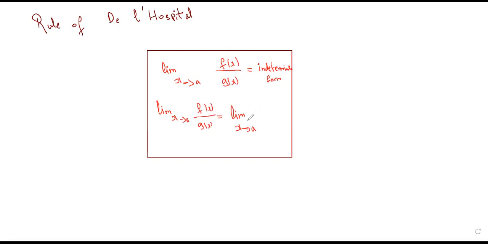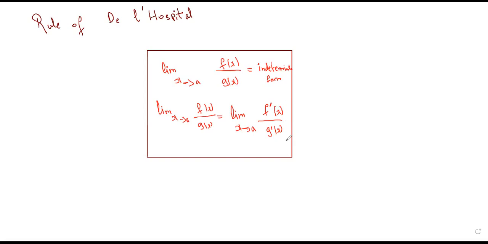Initially we had f of x over g of x. Now we will differentiate the numerator. So f of x would become f dash of x, and the denominator would become g dash of x. Okay, this is the only thing which you need to remember.